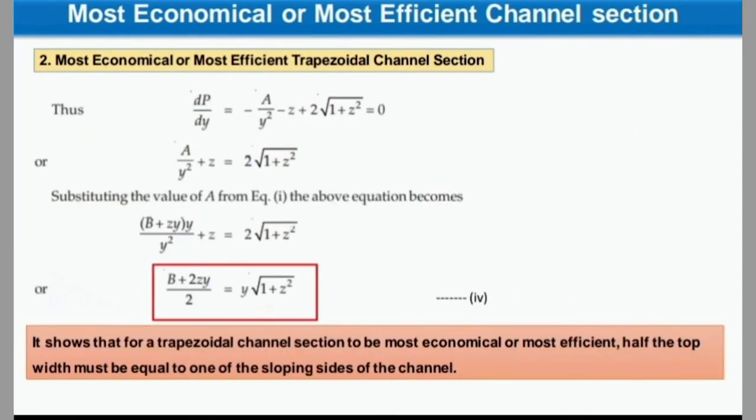For maximum discharge, dp by dy should be equal to 0. On differentiating, we get (b plus zy) into y by y square plus z is equal to 2 into root of 1 plus z square. That is, b plus 2zy equal to 2y into root of 1 plus z square.